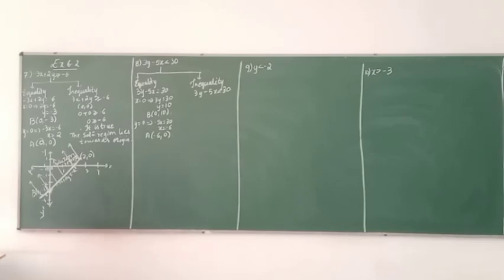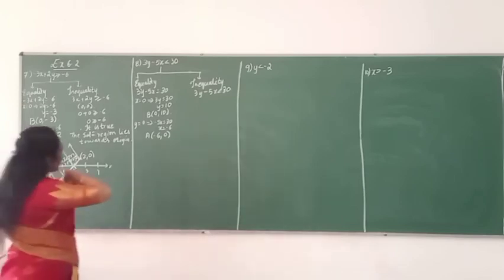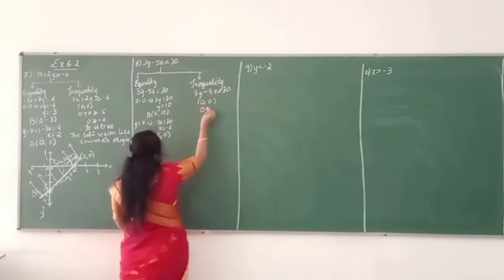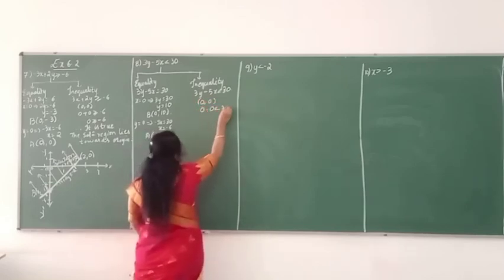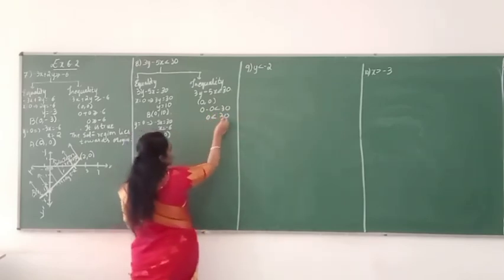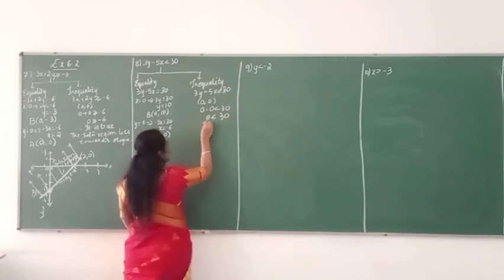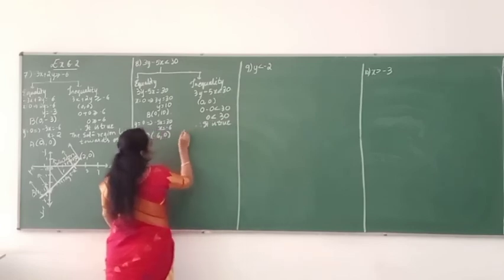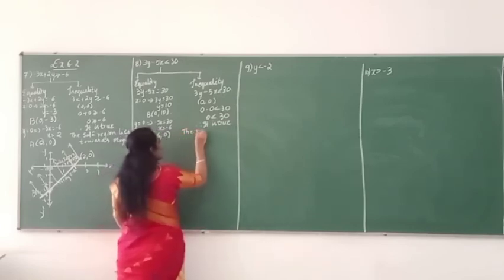These are nothing but the points of 3y minus 5x is less than 30. Now we'll move with the inequality. Just substitute (0, 0). So 0 minus 0 is less than 30. So 0 is less than 30. Hope you are understanding what I am solving here. As 0 is less than 30, therefore it is true.